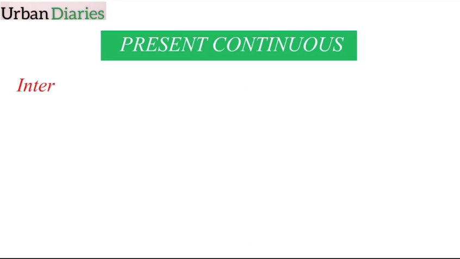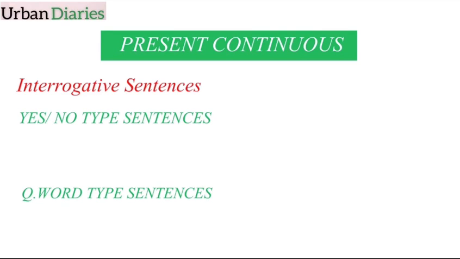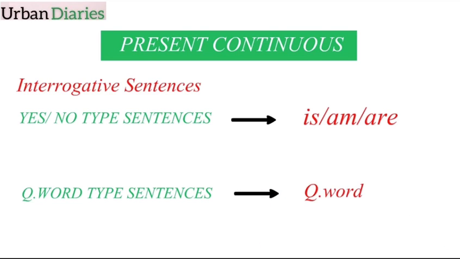Alright, let's move on to the interrogative sentences now. In any language, there are 2 types of interrogative sentences. One is yes-no type sentence and second is question word type sentences. In present continuous tense, an interrogative sentence either starts with is, am, are, or it starts with a question word.